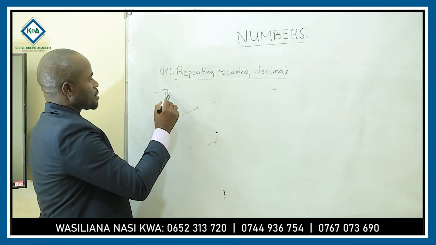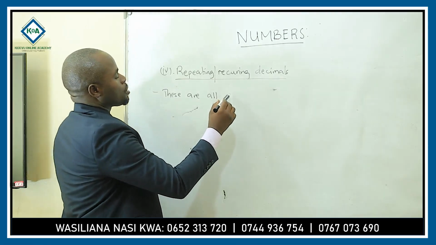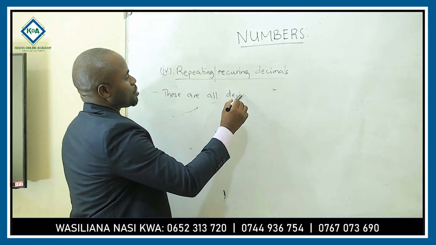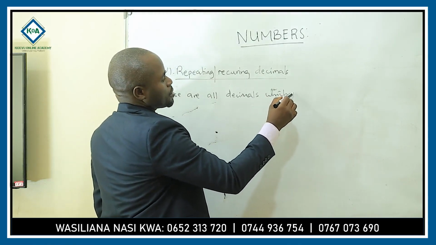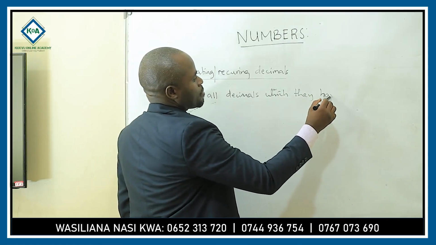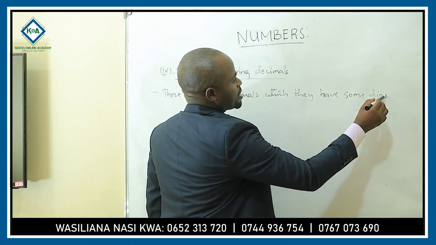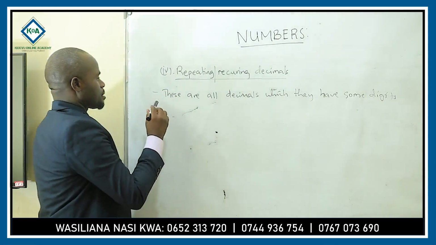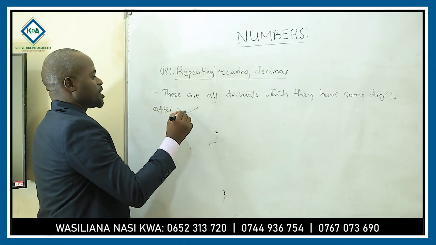So these are all decimals which have some digits after a decimal point.